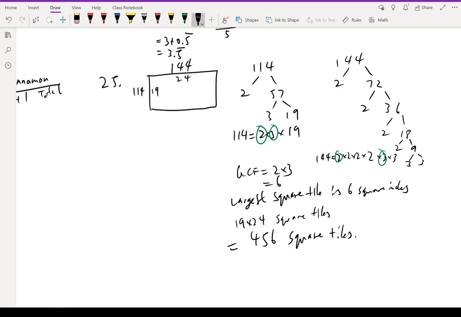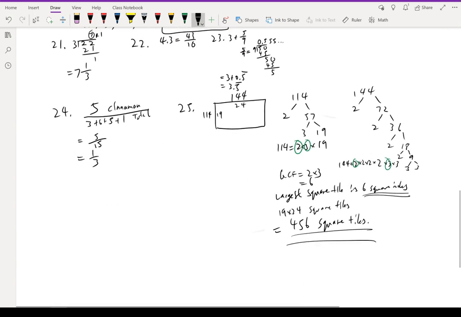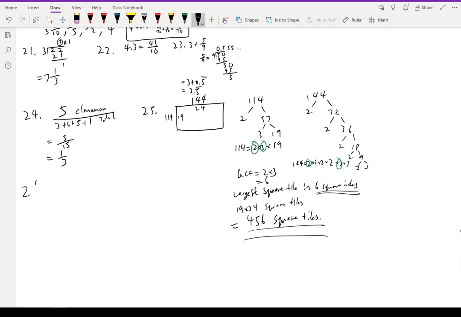I know this is probably going to be the hardest question. But if you do it slowly, if you try and figure out what you actually need, this is how to do it. Okay, so the answer is 6 square inches and 456 square tiles. That's question 25. Question 26: A farmer plants a variety of crops on his land.